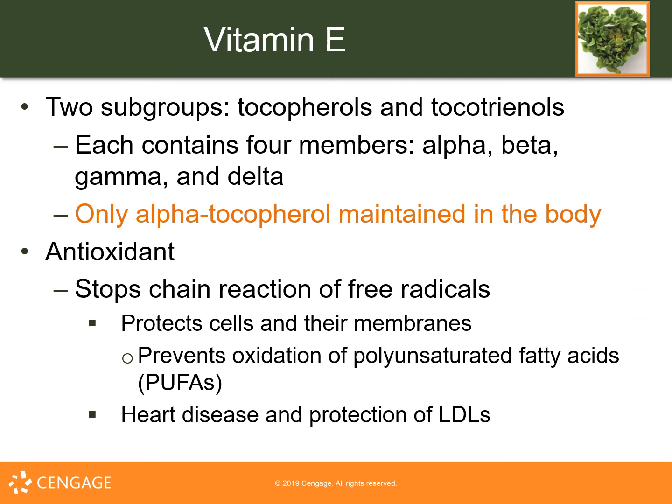Moving on to vitamin E. So you have two subgroups, tocopherols and tocotrienols. Each contains four members, alpha, beta, gamma, and delta. Only alpha tocopherol is maintained in the body. Vitamin E's best known role is as an antioxidant, and it stops the chain reaction of free radicals, and it protects cells and their membranes.